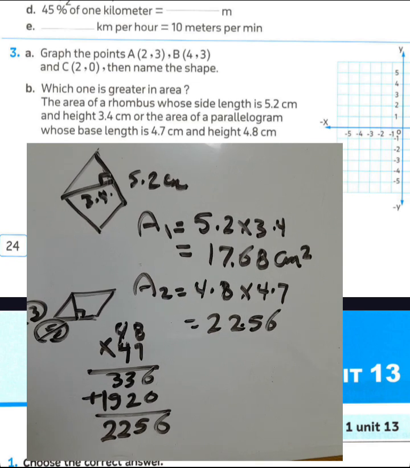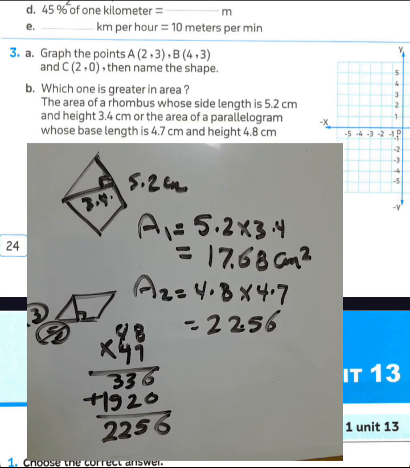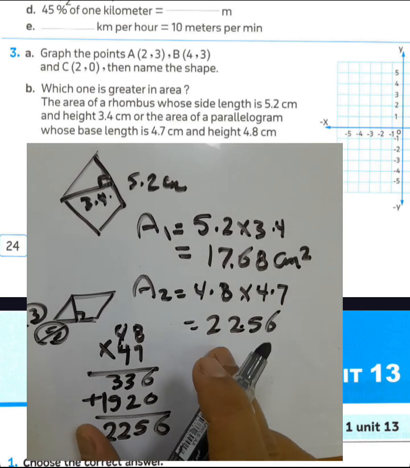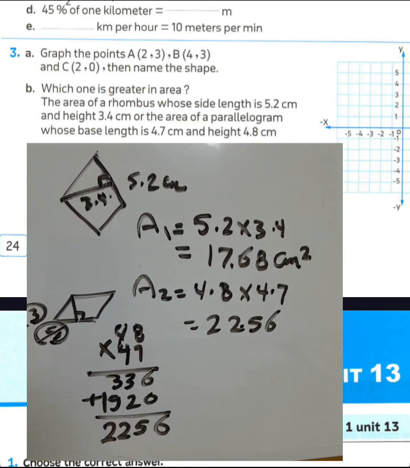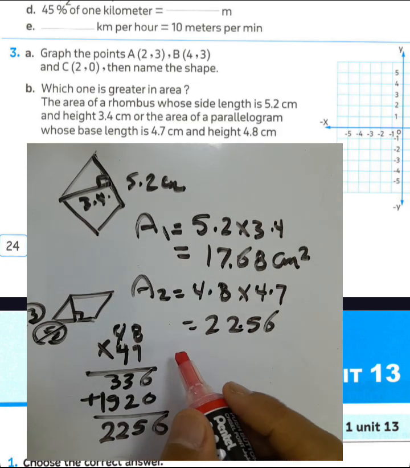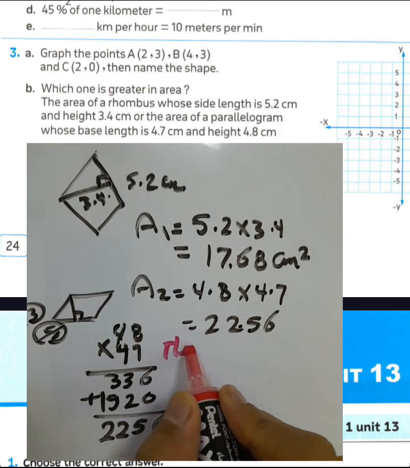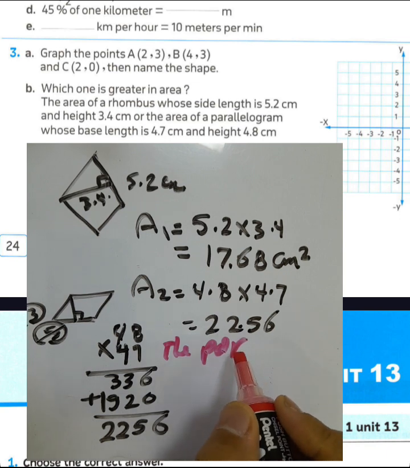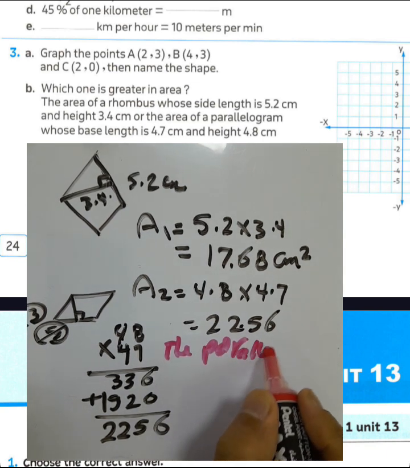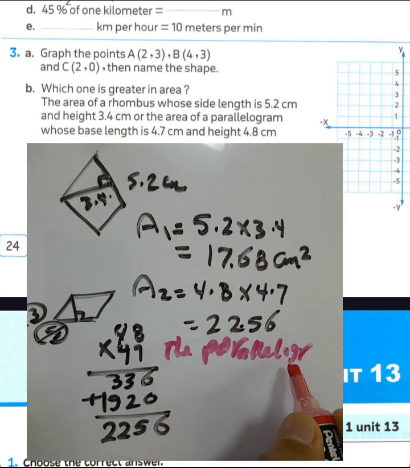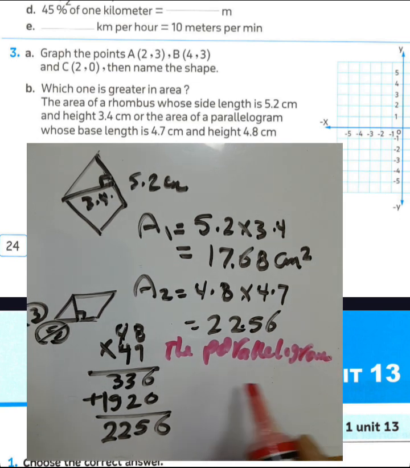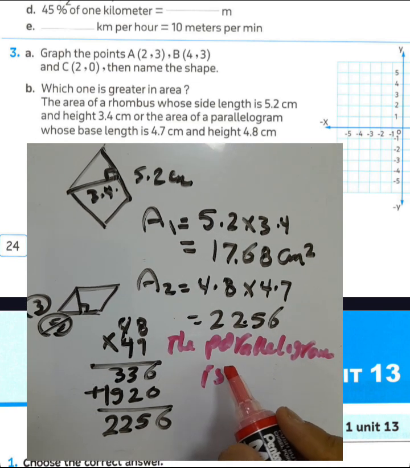We can compare between them. The parallelogram is greater in area.